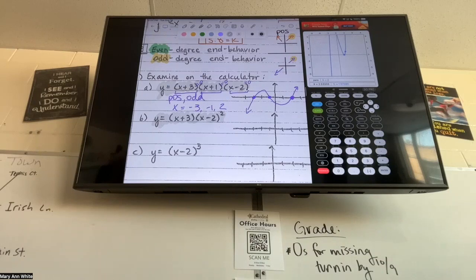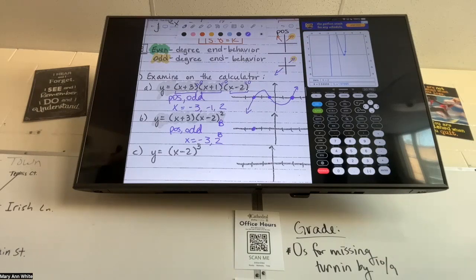I'm gonna press graph and oh, look what I see here. What's going on there? A bounce. Bounce where? At that 2, good. So that square means that we're gonna bounce it. Is this still positive odd? Yeah, still positive odd. My zeros are now at -3 and 2, and that 2's got a little bounce on it. So I like to put a little B there so that I know it bounces.